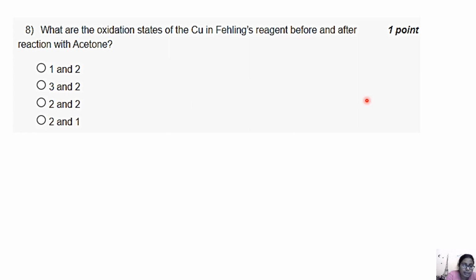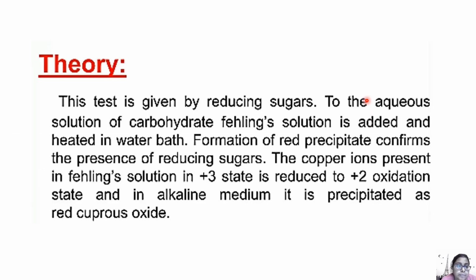So we'll discuss a little bit about Felling's reagent and what it reacts with, which macromolecule's presence it indicates. The answer will be 2 and 2, but we'll discuss Felling's reagent a little. Anyone can let me know if you have any doubts. This test, Felling's test, is basically given by reducing sugars. To the aqueous solution of carbohydrate, Felling's solution is added and then heated in a water bath, and formation of a red precipitate will confirm the presence of reducing sugars.